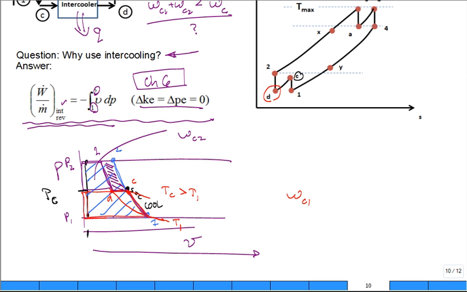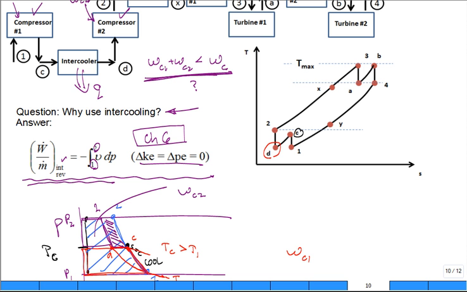right? That's what I'm trying to draw with this equation right here. When I have two work inputs, two stages, compressor one and compressor two, with the intercooler throwing away some heat, cooling it off, it's going to require less work than just having one compressor stage without any intercooling. That's visually the savings, the work saved.